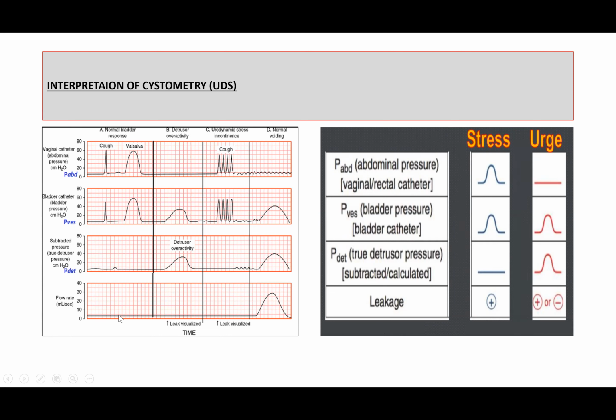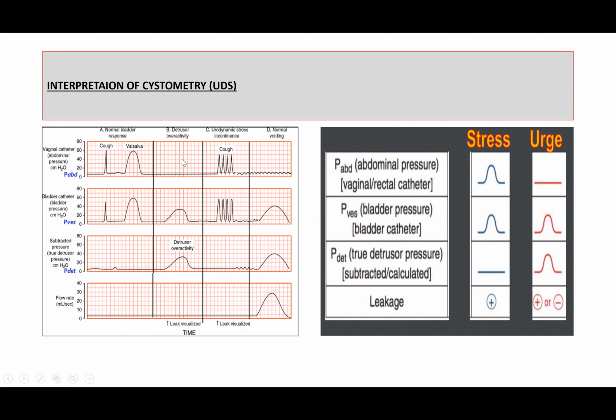What about the flow rate over here? This is the filling phase. So of course, no one is voiding. We are just filling the bladder. So it will be flat line here. This one, sorry, not all this, this one. We are talking about this one. So this is the normal bladder response. And is there any leak? No leak. This is the normal bladder response.